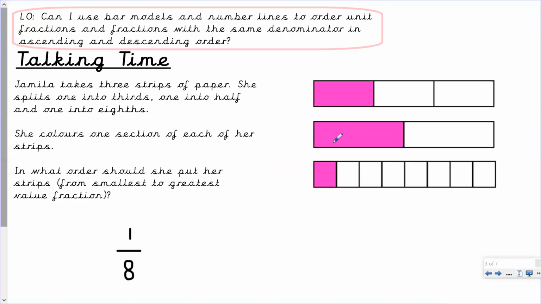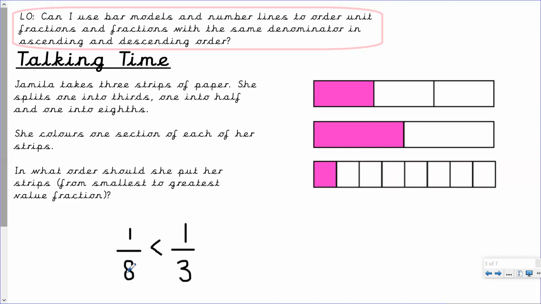The next smallest one would be 1/3 or 1/2. Well, we can see that 1/3 is smaller. So the next one would be 1/3. We have to remember to put the correct sign in between these two fractions to show which one is the smallest or largest one. So 1/8 is smaller, as we can see, than 1/3. So in which direction would my sign need to go in? It would go this way.